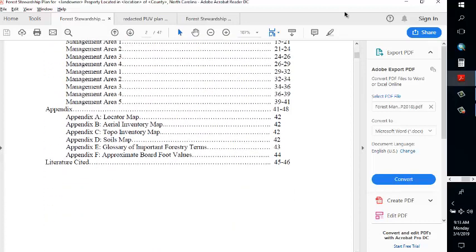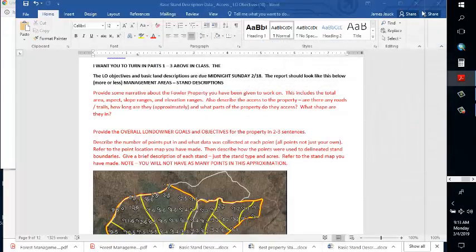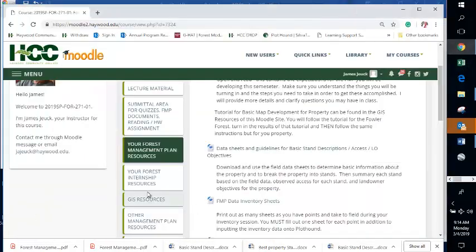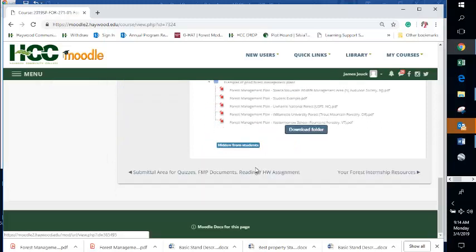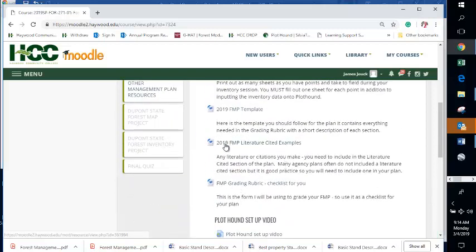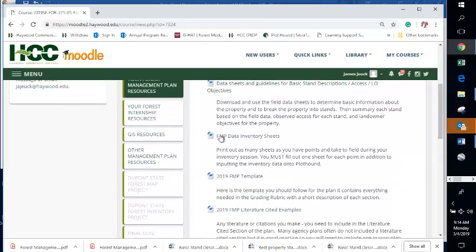So there's that. Let me just go over some of the other things that are on the web here for you. All right, so this will be posted. I'm going to be putting it in under the Forest Management Plan resources. It'll be down below, towards the bottom where it says a couple of example forest management plans. But I do want you to see a couple of other things here really quick.